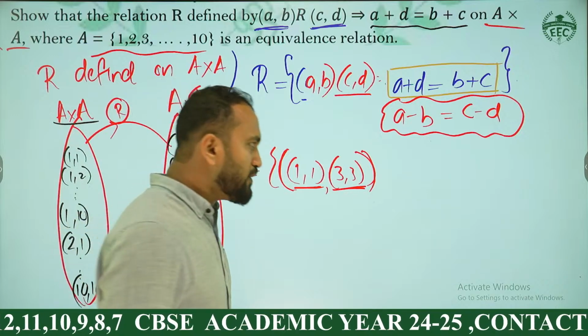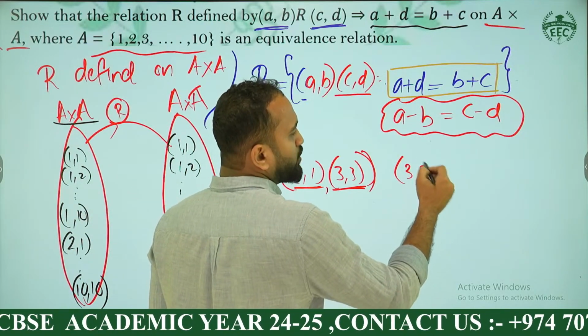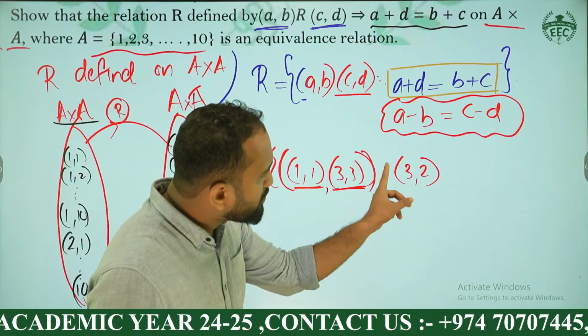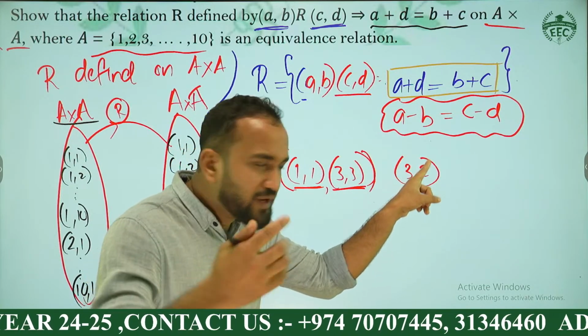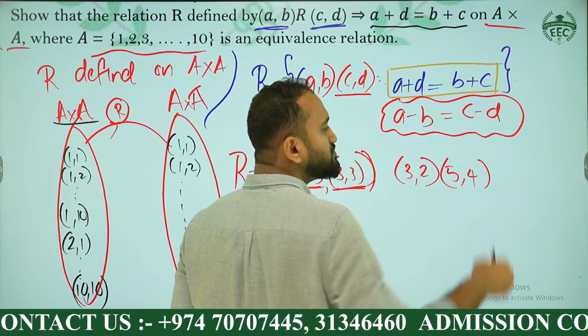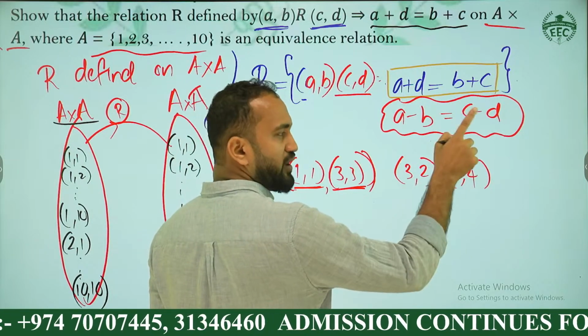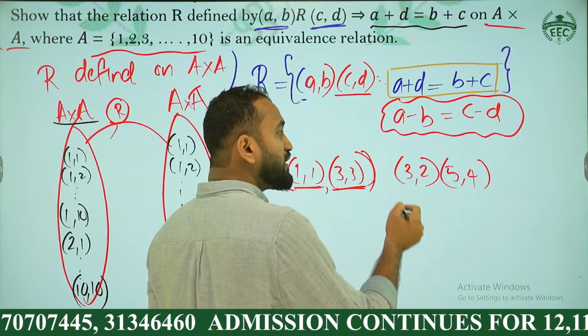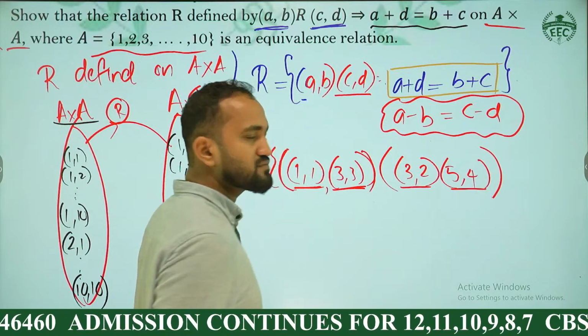Now it will be another pair. 3 comma 2. People tell me what is the difference of 3 and 2. 3 minus 2 will be 1. Tell me another pair whose difference equal to 1. Can I write 5 comma 4 here? Yes. What is the difference of 5 and 4? 1. 3 and 2, 1. Therefore, I can say that this will be one pair, A comma B.